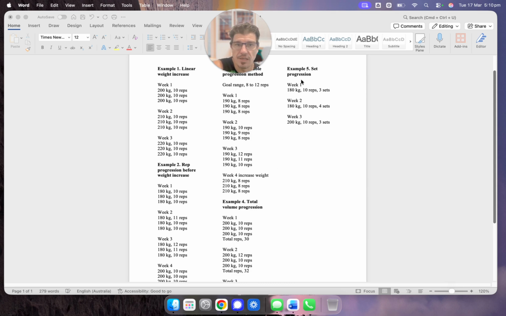And then finally, the final example is the set progression. So 180 kilos, 10 reps at 3 sets, 180 kilos, 10 reps at 4 sets, and then you jump to 200 kilos by 10 reps at 3 sets. Now, if you're doing more weeks, week 4 would look something like 200 kilos by 10 reps by 4 sets, and then you'd potentially go to say 210 or 215 by 10 reps by 3 sets. So you can progress looking at it from that perspective.